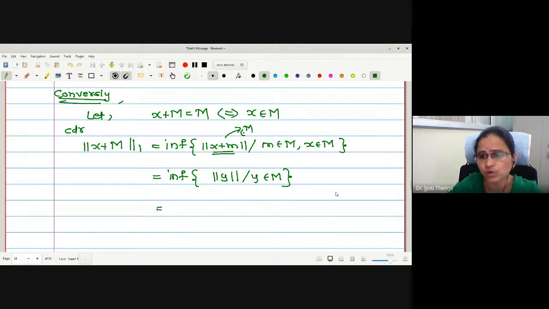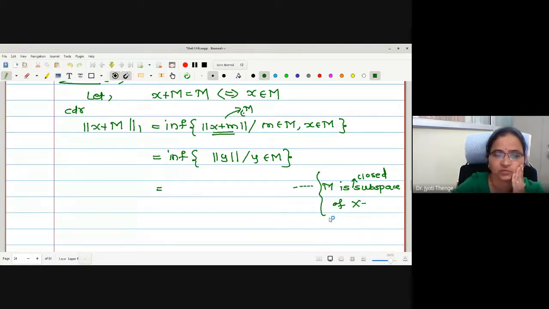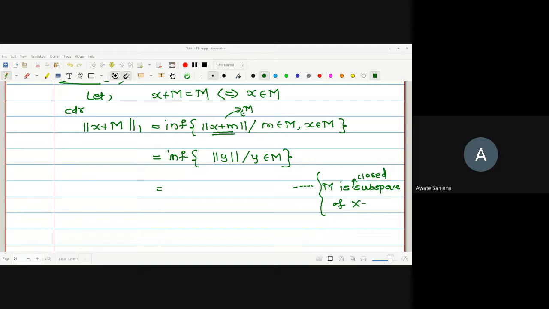What is the infimum value? M is a subspace, rather a closed subspace. Can you think what is the infimum value of the norm? It is 0. Why 0? Why does 0 belong to M?